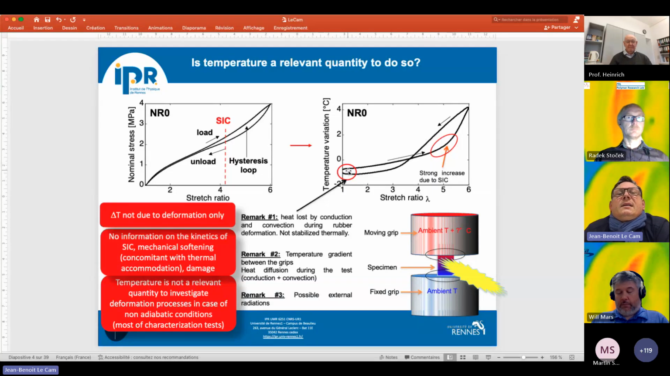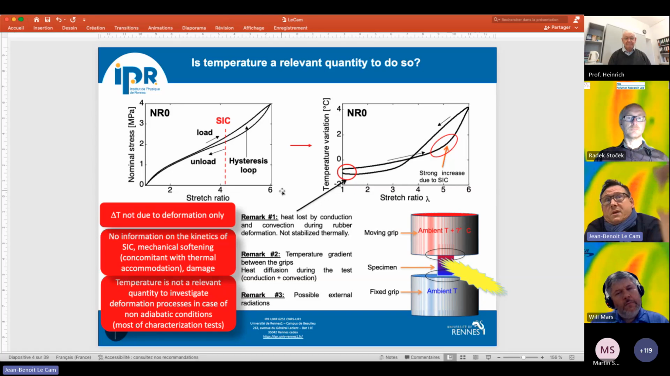So the first thing is that you do not have the same temperature between the beginning and the end of the cycle. This is due to heat loss by conduction and convection, and because the cycles are not thermally stabilized. A second remark concerns the temperature gradient between the grips, before and during the test. There is heat diffusion due to convection and conduction during the test, and also possible external radiations. So this means that the temperature variations are not due to the deformation only.